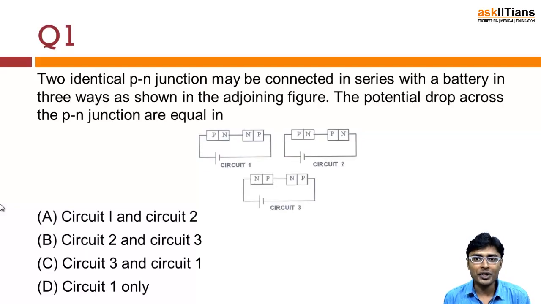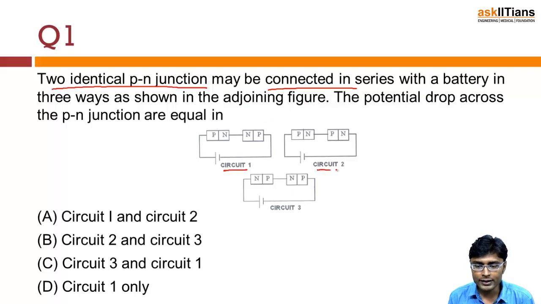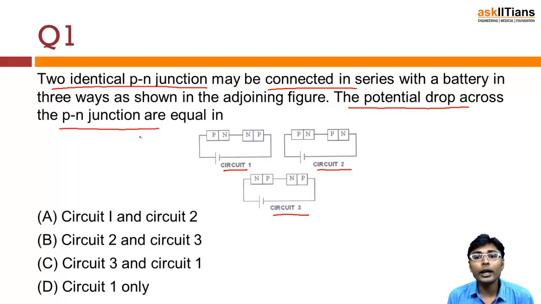Let us start with question number 1. Two identical PN junctions may be connected in series with a battery in three ways as shown in the adjoining figure. So in the figure we are given three circuits, circuit 1, circuit 2 and circuit 3. Two PN junctions are connected in series in each of the circuits. We have to find in which circuit the potential drop across the PN junctions is equal.